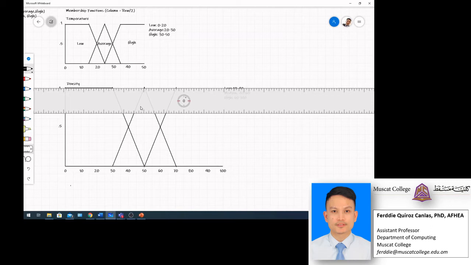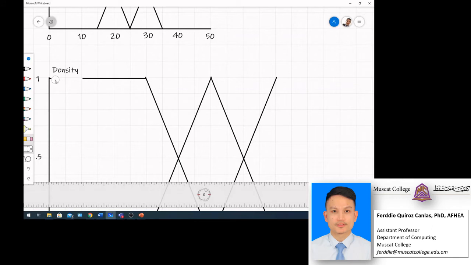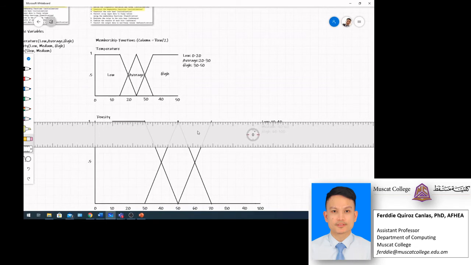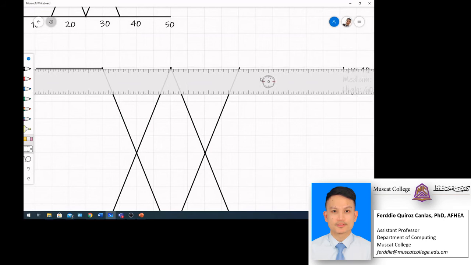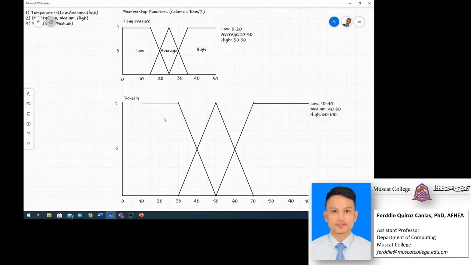Sorry, so it's only from 10, right? It's not from 0, so we don't need a 0 here. So we could erase here from this side, because we don't need the 0, up to 10 only. Okay, then we could get up to 100 here. And you can now do the labeling. This for low, this for medium, and this for high.